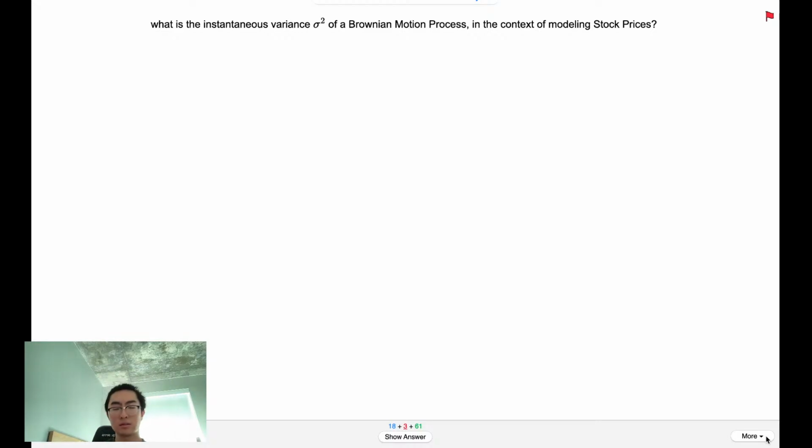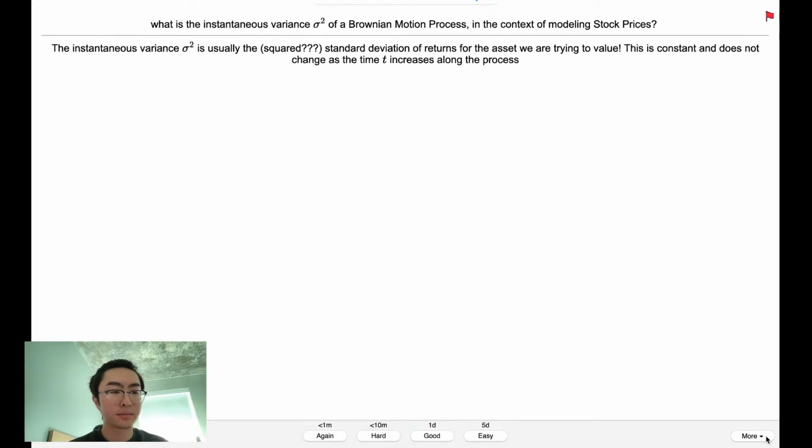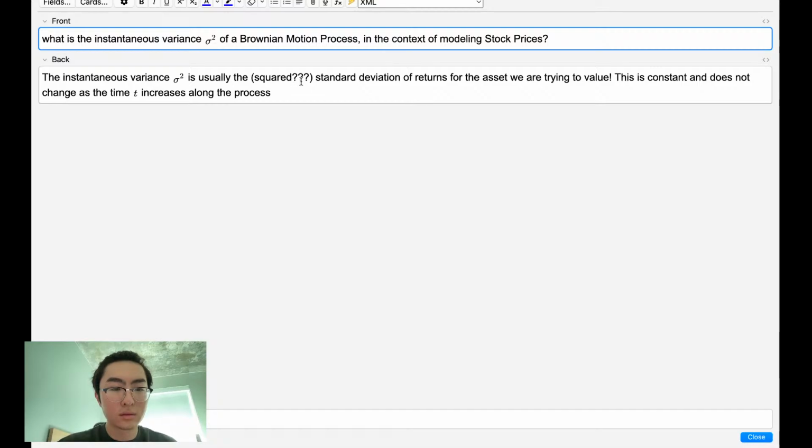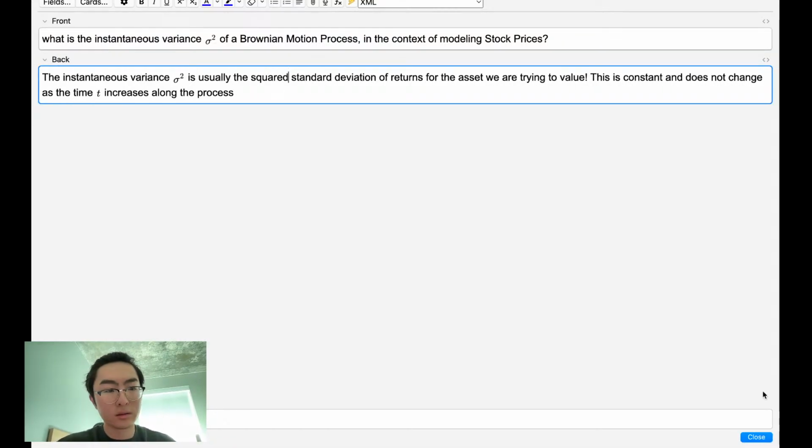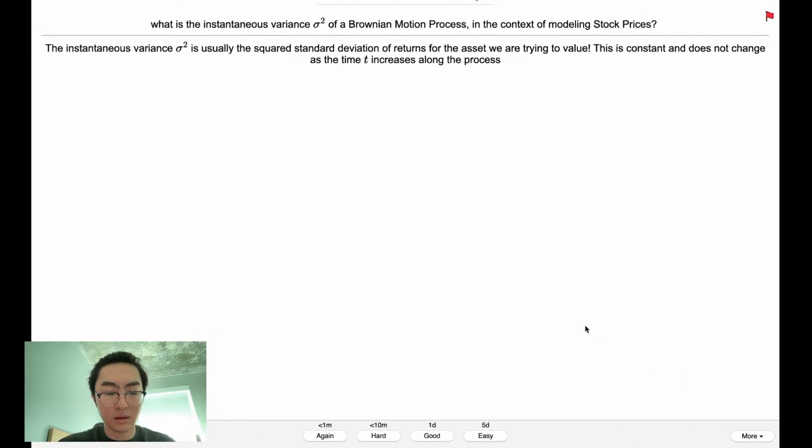Okay, so I guess instantaneous variance is the squared volatility of some type of stock price. Squared. Okay.